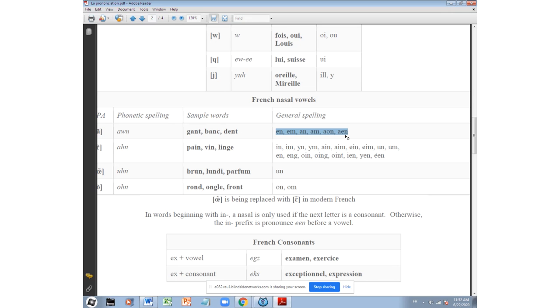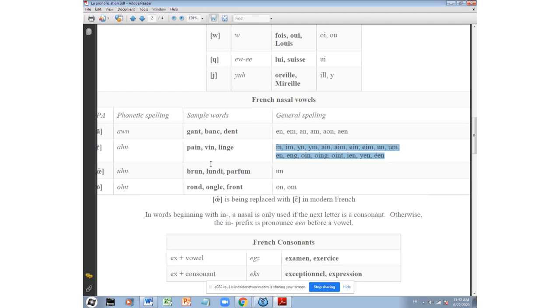Next, when you have the letter combinations as illustrated, what I've highlighted there, we have the EN or YN or EM, YM, and all the rest. The sound is "on". So we say pan, we say vent, we say linge. Those are the three sample words, and there are so many words on the same.